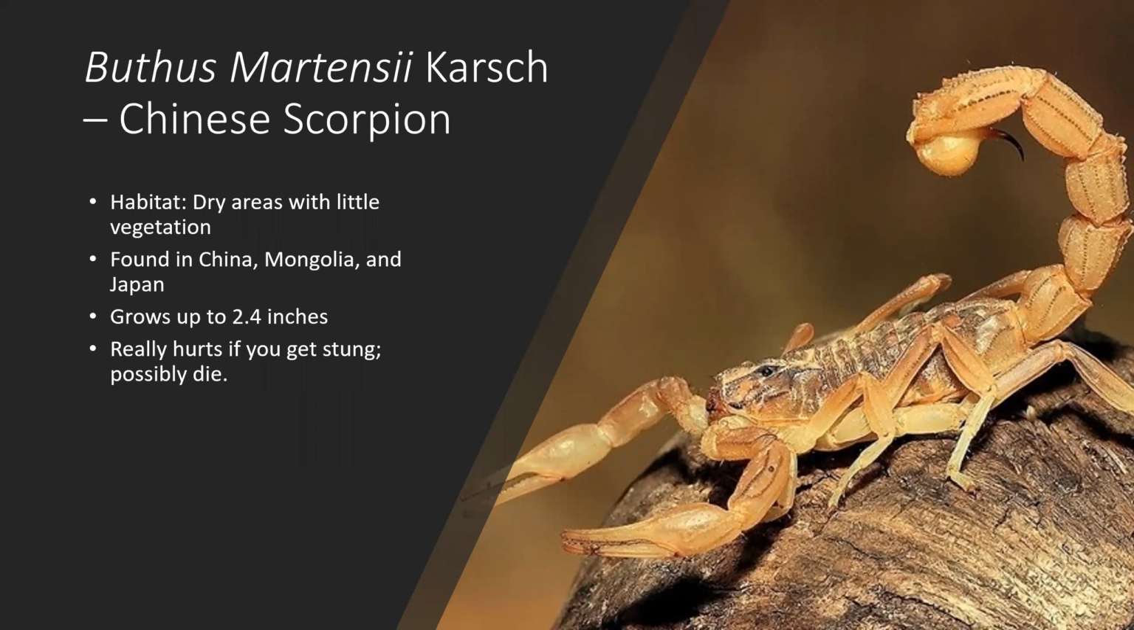This is Buthus martensi karsh, commonly known as the Chinese scorpion. It's a species of scorpion found in China, Mongolia, and Japan that prefers dry areas and grows up to 2.4 inches long. I'll be addressing it as BmK for the rest of the presentation.